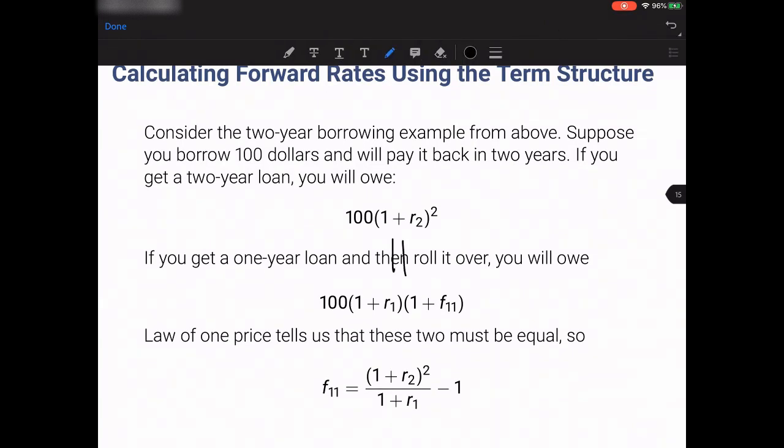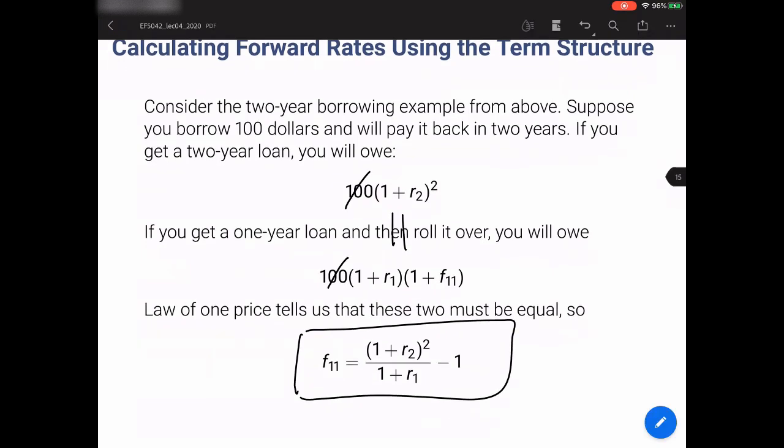So as you should already see, the 100s cancel out. You divide both sides by 1 plus R1, and then you subtract 1 from both sides. Afterwards, you will arrive at the following expression here. Okay, so you can calculate this forward rate as long as you have data points along the term structure.